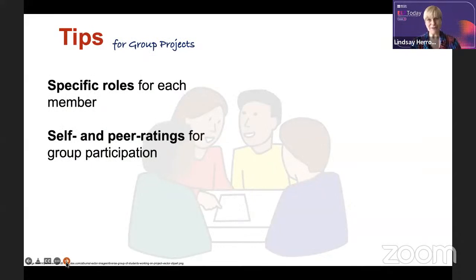Now, another question people frequently ask is, well, how can we do group projects? And I'll be honest, I don't like group projects. I hated them in university. I hated them in high school because there's always one student who does nothing and one student who does everything. I was always the student who did everything. And so I never liked group projects. But there are some very effective ways to do group projects if you want to use those in your class.